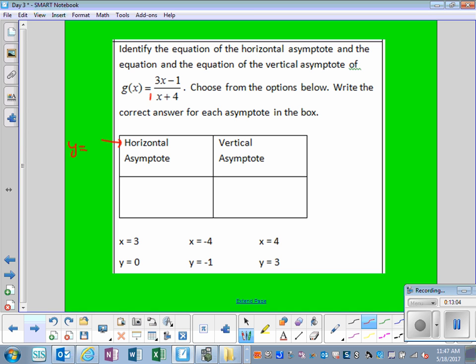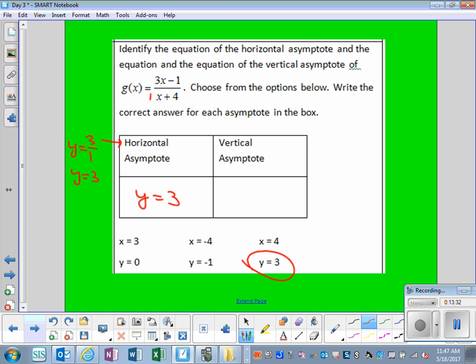3 divided by 1, right? It's 3 divided by 1 because the highest exponents are the same. I'm looking at the leading coefficients. So y equals 3 should probably be my horizontal asymptote. Y equals 3 right here. Done. You can also look at the graph based on right and left hand behaviors to figure out the same information.